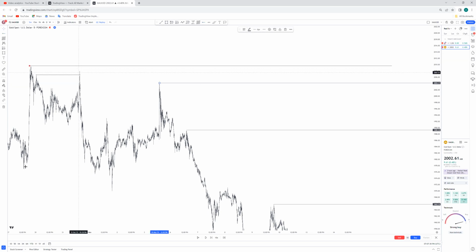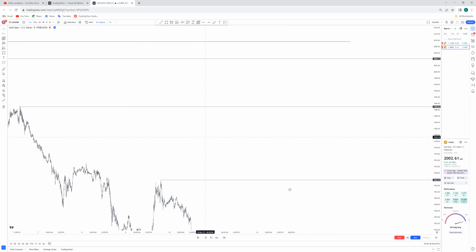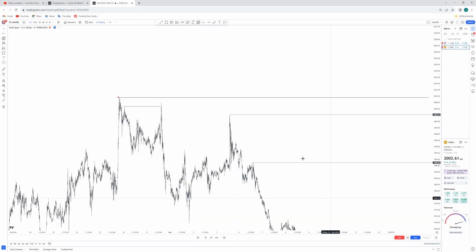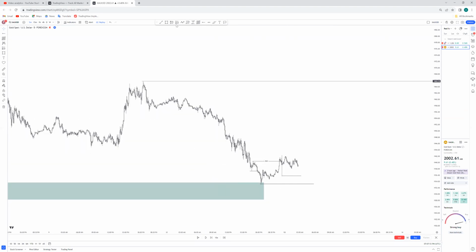Because I have a range here. This is a sweep and a break of market structure. So this is liquidity lying around the range. These are the liquidity I'm targeting, and this will be my final TP. But let's follow range first. So now this will be my first TP for this.